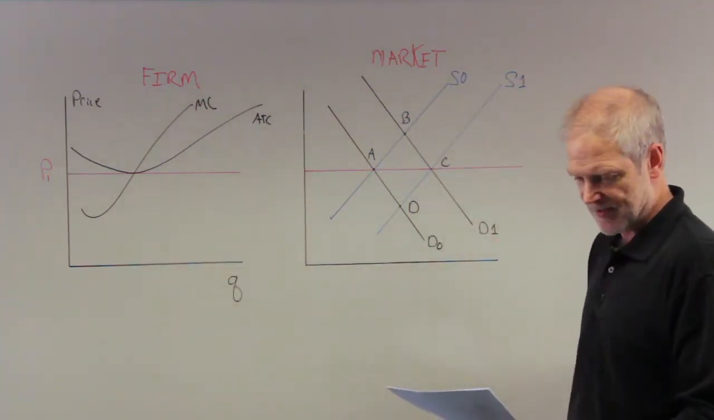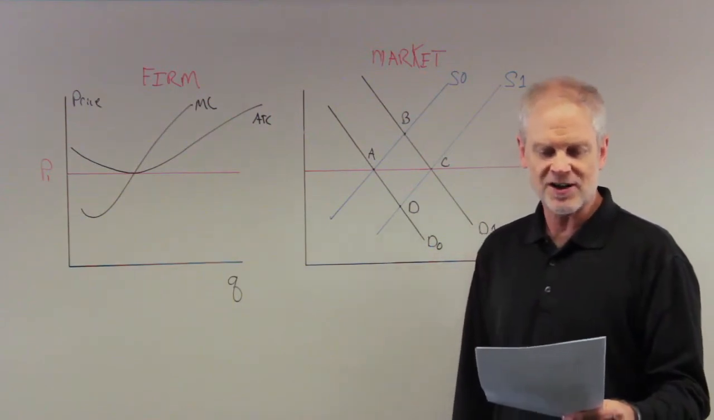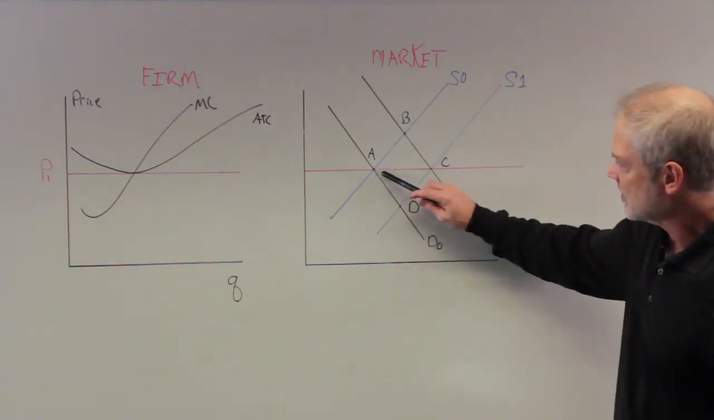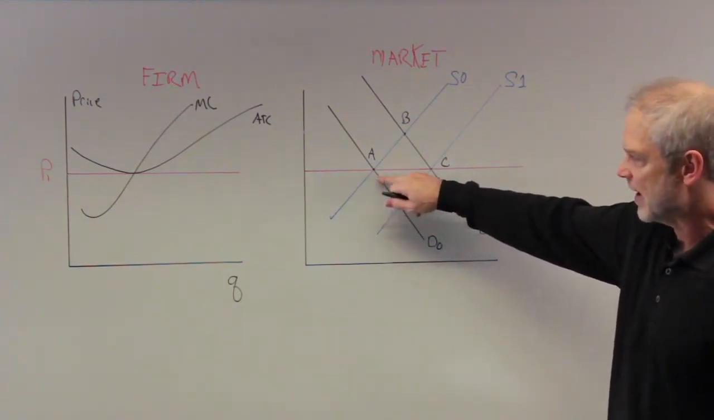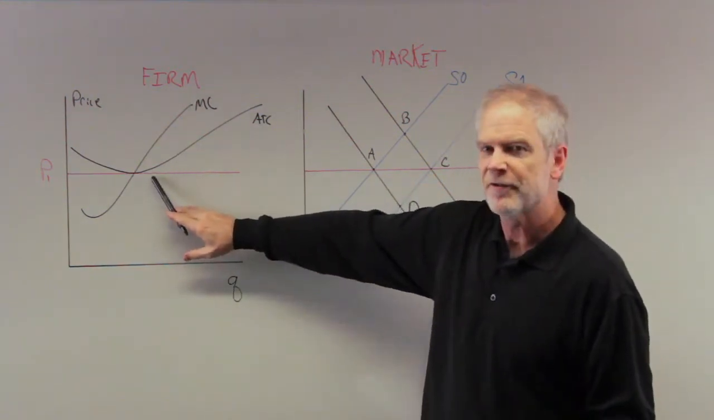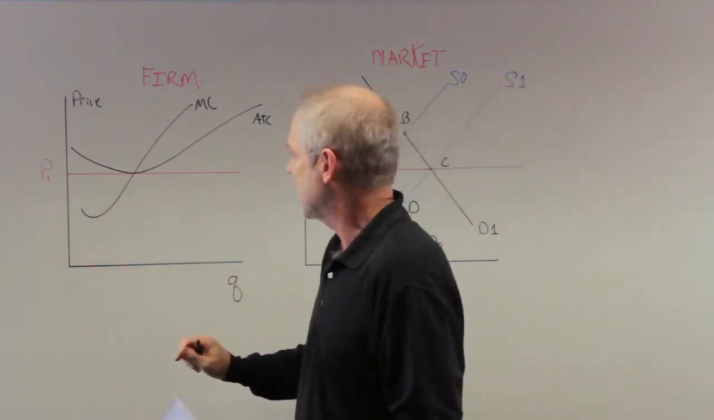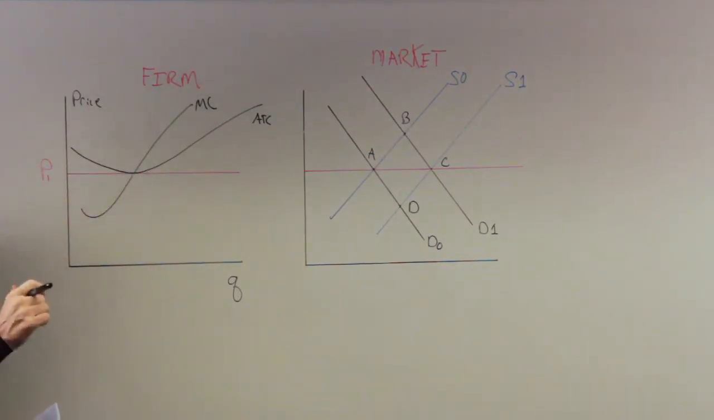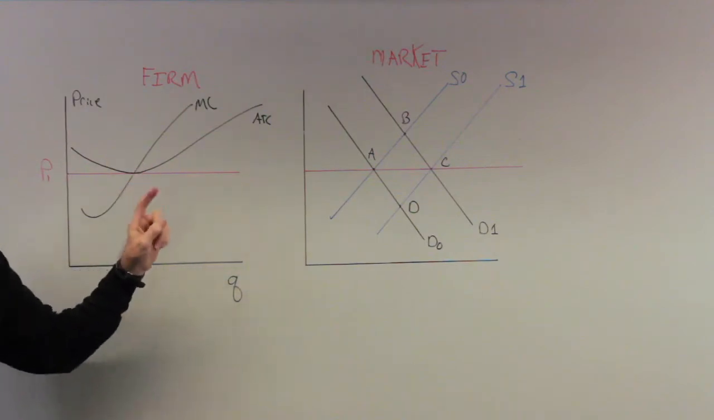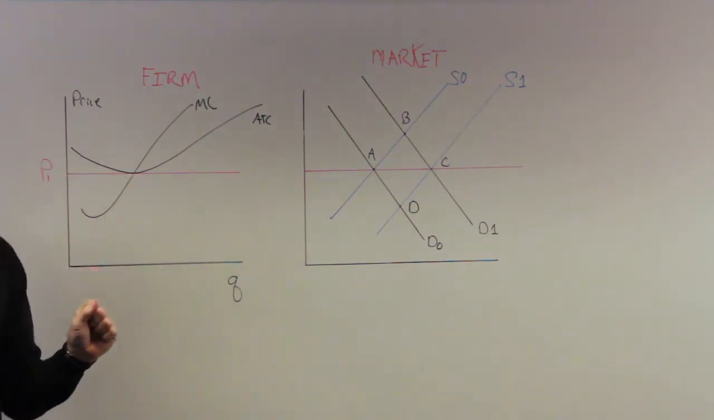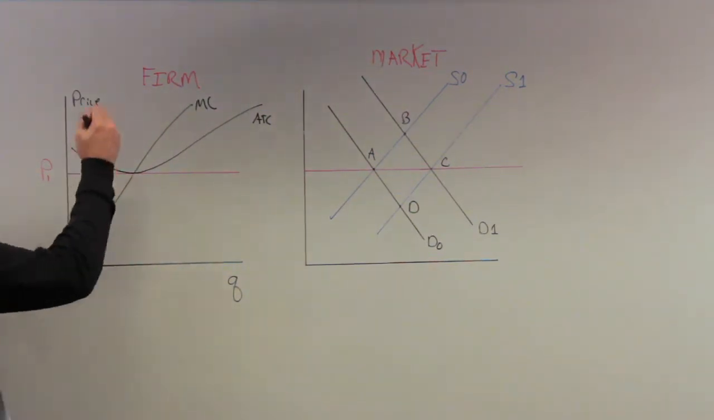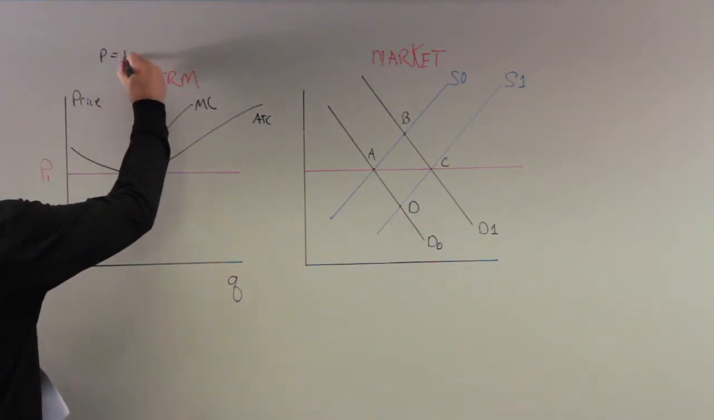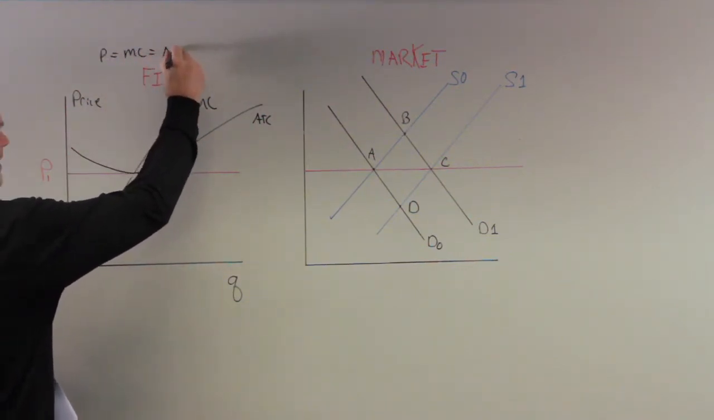So what does it say to us? It says, assume the market starts in equilibrium A. So here's the market. This is the price at equilibrium A. And you can see it's an equilibrium for the firm as well. Why? Because price is equal to marginal cost, which is at the minimum of the average total cost. In other words, P equals MC, which our rule is, equals ATC. Let me write that down. So P equals MC equals ATC.